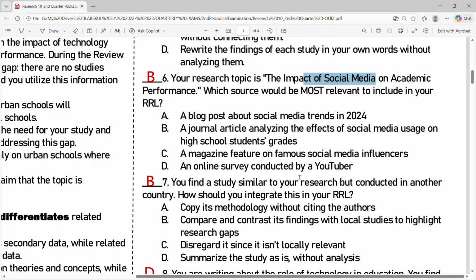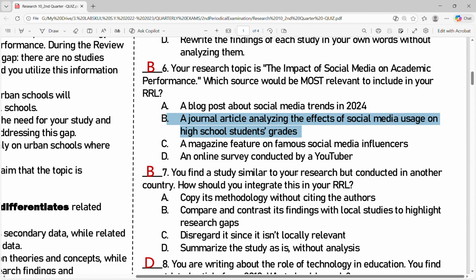Letter D, an online survey conducted by a YouTuber. Again, it only talks about the things that are done by a YouTuber, but it does not correlate to or impact academic performance. So the best answer here in number six is letter B, a journal article analyzing the effects of social media usage on high school students' grades. Remember, grades is academic performance.